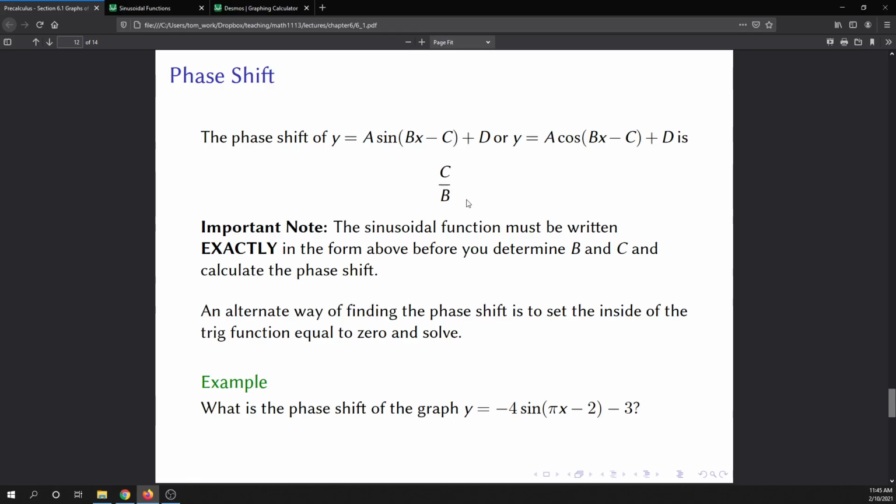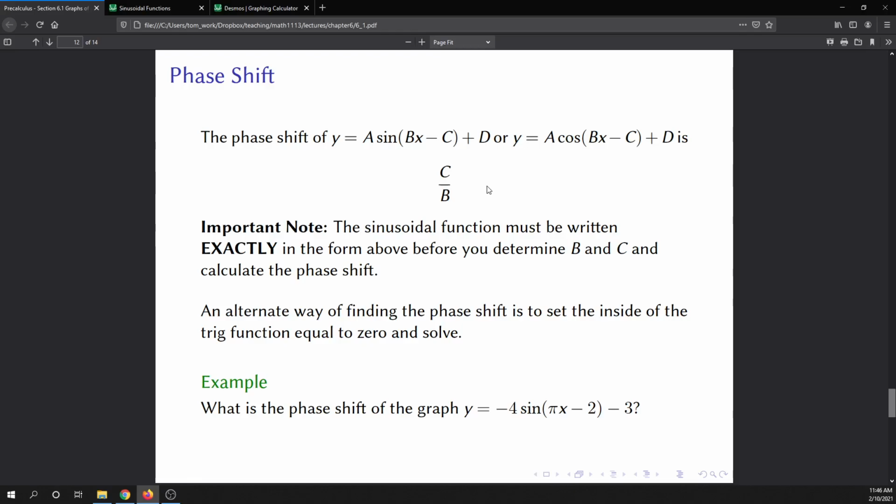Another thing is, if you are looking at another source, they might have their sinusoidal functions in the format a sine bx plus c, in which case this formula is going to have a little minus sign out in front of it. So you've got to be careful about that. Another thing that complicates things a little bit is that the phase shift is not unique. You can have different phase shifts for the same function. All those things work together to make it a little bit complicated.